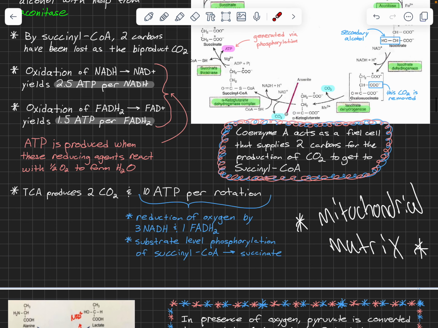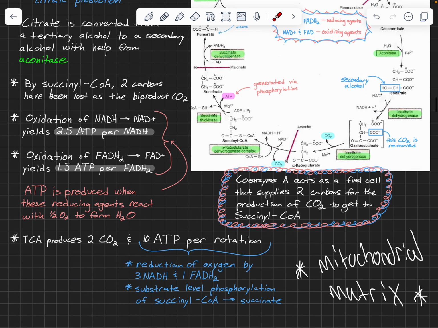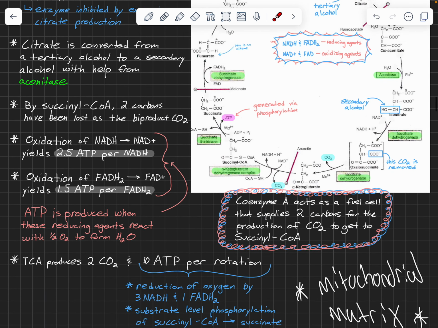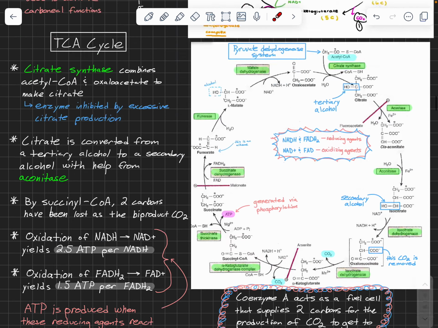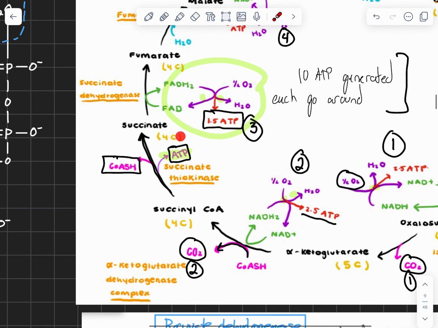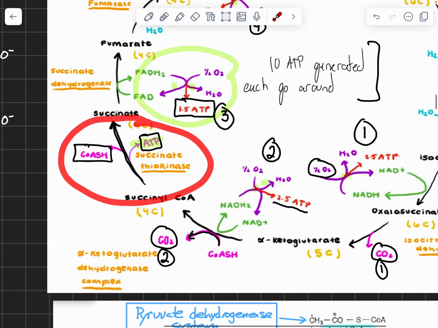And I just want to make sure I cover all my bases here. Reduction of oxygen by 3 NADH and 1 FADH2. FADH2, I might have been mispronouncing that. If it's FADH2, refer to it as that. And then we also have a substrate level phosphorylation, where from succinyl-CoA going to succinate, and that's just referencing this little ATP process right here.